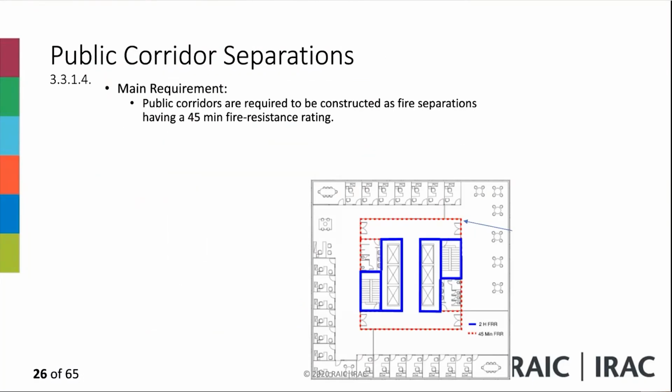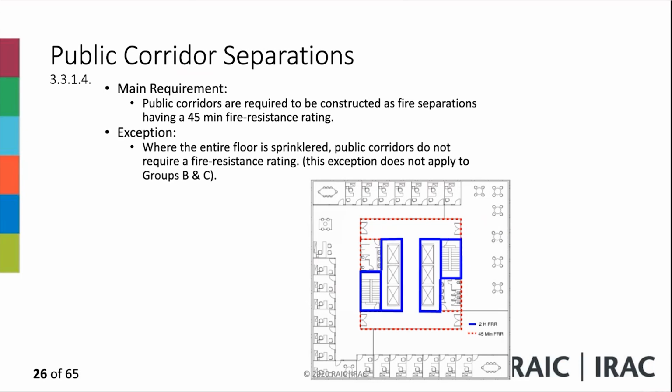Corridor separation requirements, the 3314. Public corridors are required to be constructed as fire separations having a minimum of 45-minute fire resistance ratings in general, and then there are exceptions, exemptions to that, and we can go through it. When the entire floor is sprinklered, public corridors do not require fire resistance rating. But it does not apply to group B and C. And let's go to 3314.